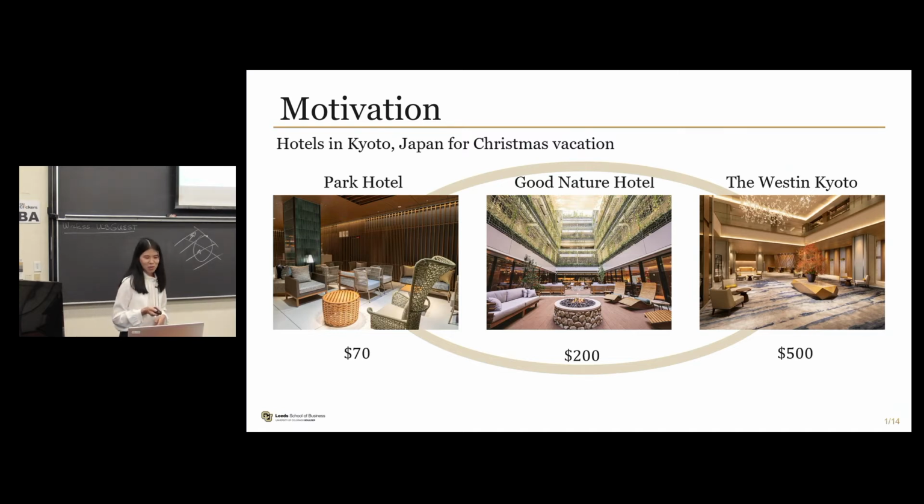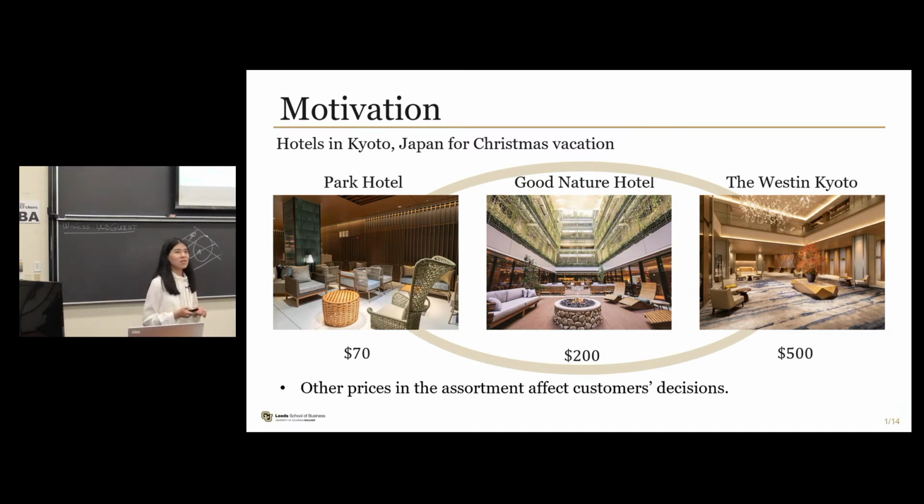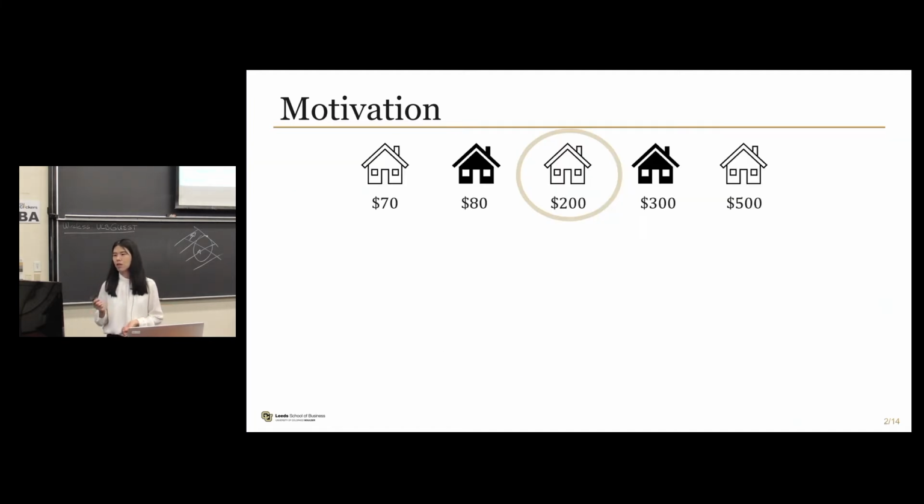So I use this example to illustrate that other prices in the assortment can affect customers' decisions. And what's more, typically when customers search the hotels on the internet, they have lots of choices. And in the previous example, we know that other prices in the assortment all affect the customer decisions. But when we build the model to describe the customer's behaviors, if we include all other prices in our model, then our model will be very complex.